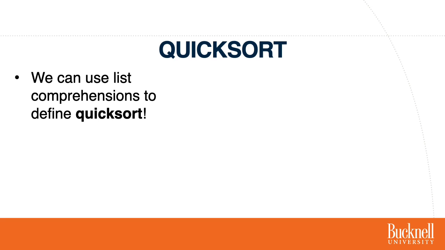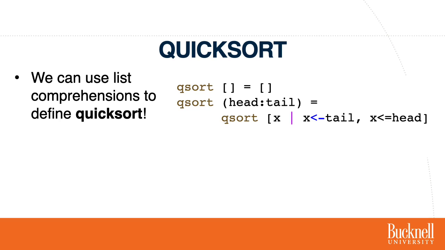List comprehensions are very powerful. Earlier in the course, you saw this definition of quicksort. We start off by quicksorting the empty list, which is simply the empty list. And then we want to quicksort a list which has a head and a tail. This is where list comprehensions come in. We can quicksort the list by using list comprehensions. We apply quicksort to a new list, which is defined as a list comprehension of all x, where x is an element of tail and x is smaller than the head.